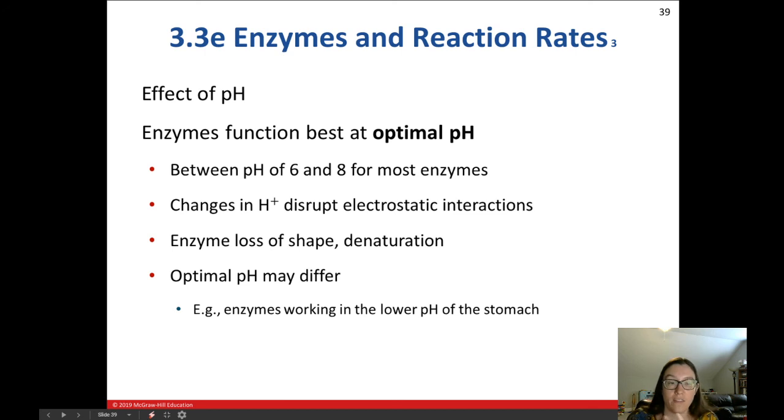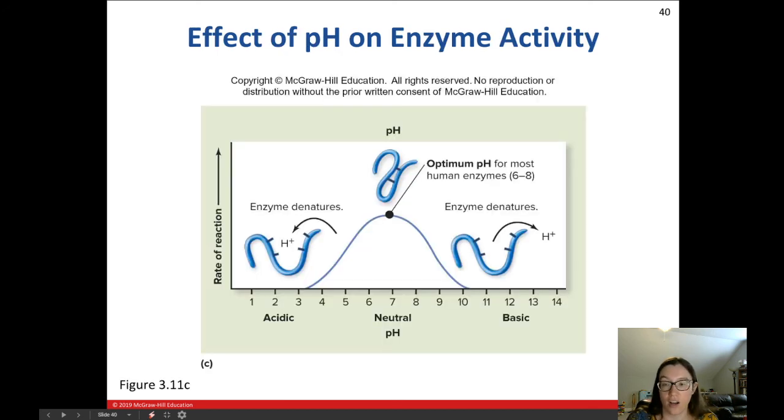And so if the pH gets too acidic, then it can denature the protein. And if the pH gets too basic, it can denature the protein. So really, we want to keep the pH of our blood the same, right there at 7.4. We don't want to change it too much.